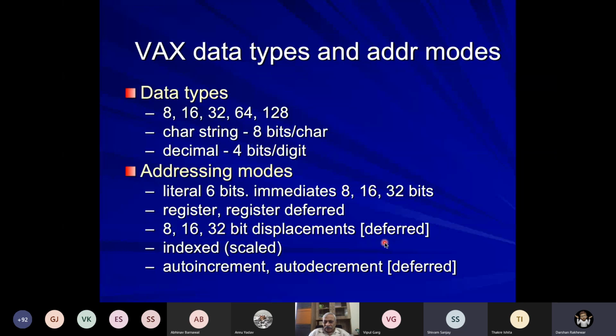So for that kind of scenario, you have index plus displacement, you get an address, and at that address you get the final address. Okay, so indexes could be scaled. That means base plus index, which is multiplied by some scale factor. Auto increment, auto decrement. That's like ARM we have. Auto increment, auto decrement means that you are incrementing or decrementing the base register, and the computed address gets stored back into the register. That, possibly with further indirection. So I'm putting deferred in square brackets, meaning it is an optional item.